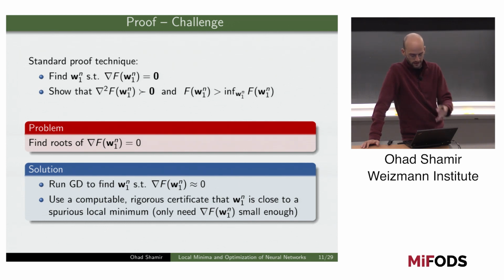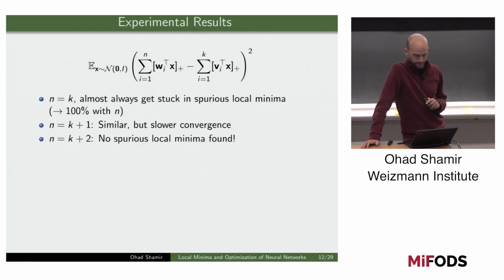That also involves some calculations on a computer, but there are ways to do this in a rigorous way that gives you a certificate that the computations are correct. So the proof actually combines, it's a proof, but also an experiment, and the experiments also tell us some other things. So first of all, when we don't have any overparameterization, where n equals k, it turns out that you almost always get stuck in a bad local minima.